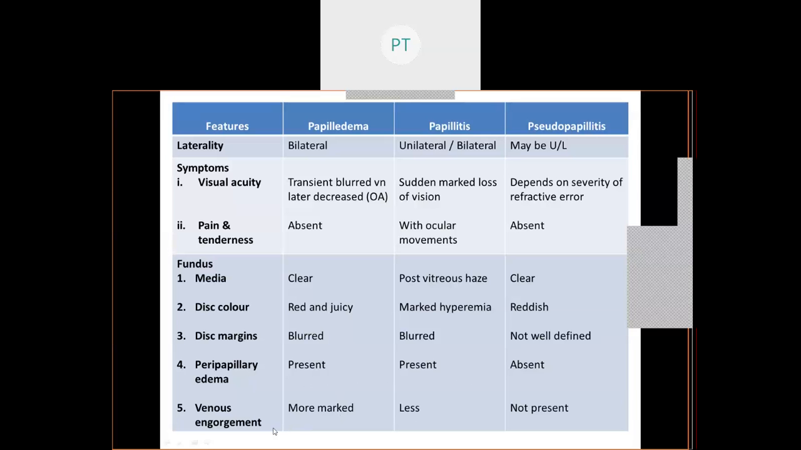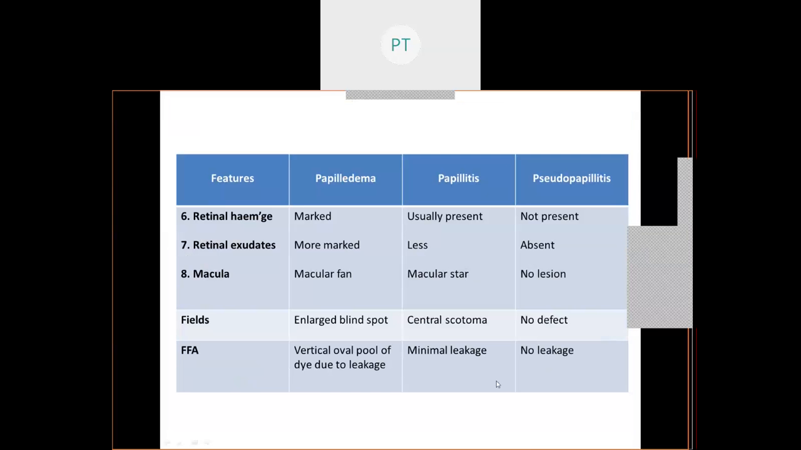Venous engorgement is more marked in papilledema, less marked in papillitis, and it is not seen in pseudopapillitis. And retinal hemorrhage is more marked in papilledema than in papillitis. It is not seen in pseudopapillitis. Retinal exudates are more seen in papilledema than in papillitis, and absent in pseudopapillitis. Macular fan, I've already explained. In papilledema, it's because of the vesicles. In papillitis, you see a macular star. In pseudopapillitis, there is no involvement of the macula.